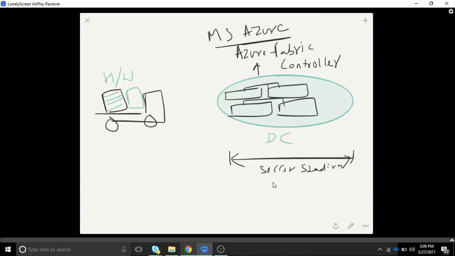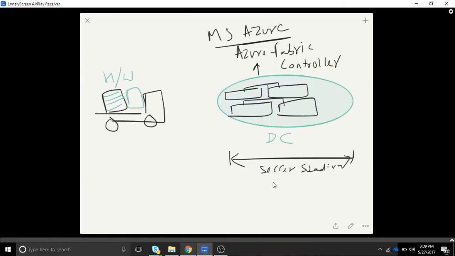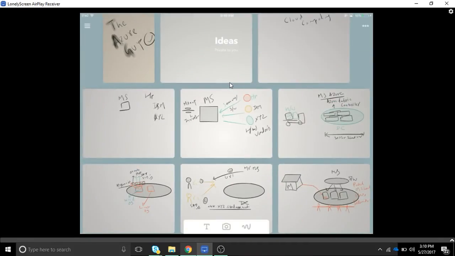You would have seen in this particular diagram that the description says cloud computing provides us a means by which we can access applications as utilities over the internet. These are the DCs. This is the DC where we have a lot of servers, and on top of the servers we have VM instances. These VM instances have installed software, like SAP or Oracle or any other software in demand in the market. The installed applications are accessible over the internet, across the DC, available for a customer. A user can use it.